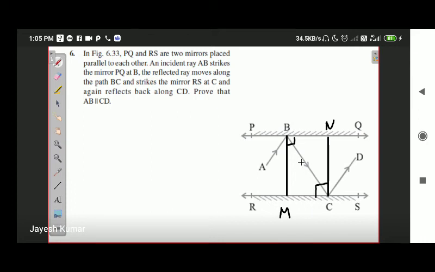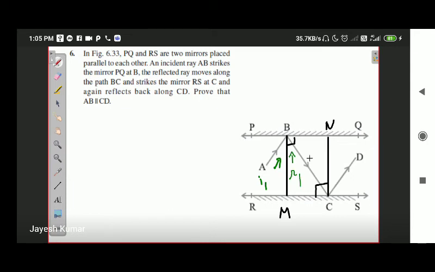In this manner, I have two angles of incidence and two angles of reflection. At point B, this angle is the angle of incidence, let's say I1, and this angle is the angle of reflection, let's say R1.